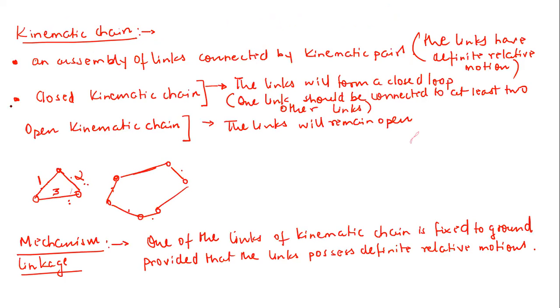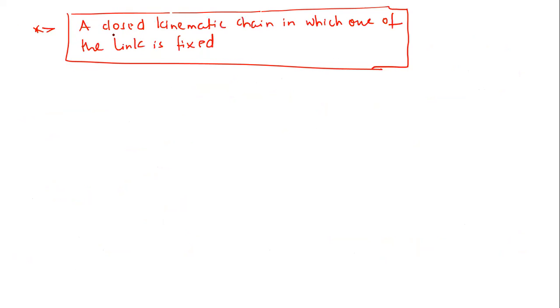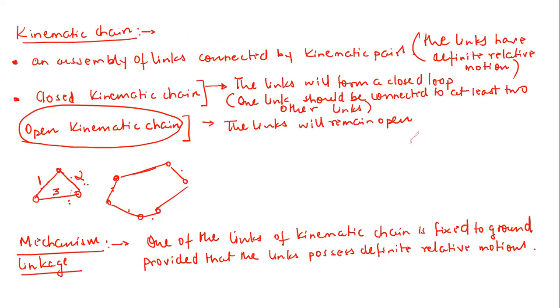Now let me ask you this question. Can we call this open kinematic chain a mechanism? If the definition of a mechanism is that it is a closed kinematic chain in which one of the links is fixed, then no, we cannot call this open kinematic chain a mechanism. So we cannot call this a mechanism.